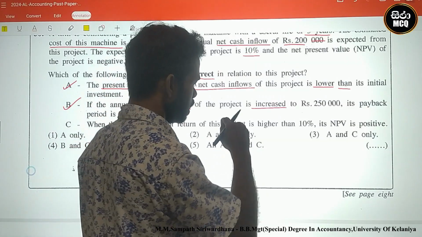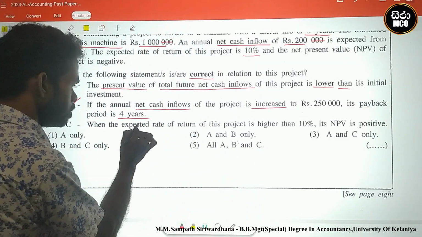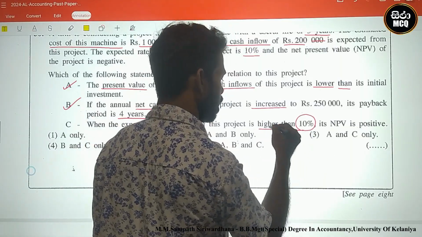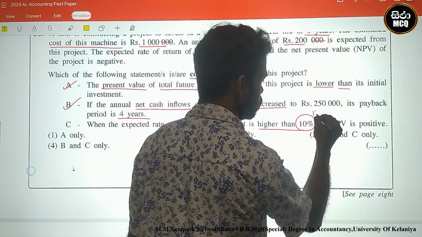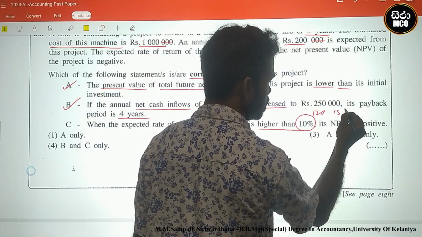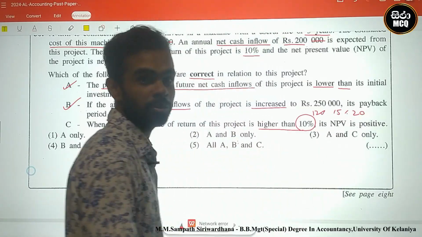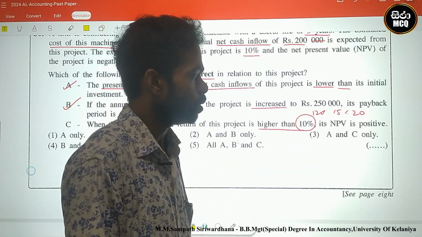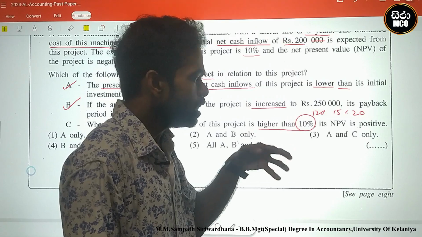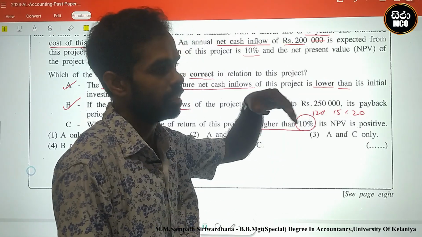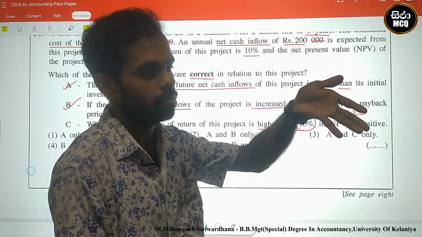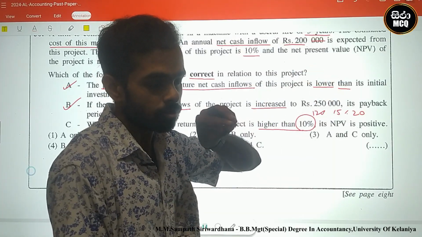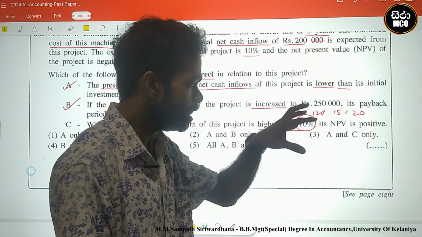no? Interest expense. When the expected rate of return of the project is higher than 10%. Higher than 10% means there are 12%, there is a 15%, there is a 20%. Okay, its NPV is positive. Is that correct? No. Net present value is decreasing. Why? The interest rate is increasing. The present value of the goods and services was decreasing.